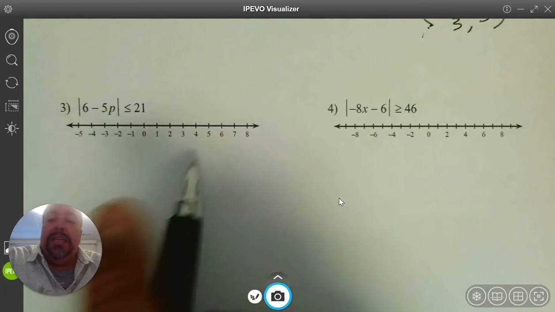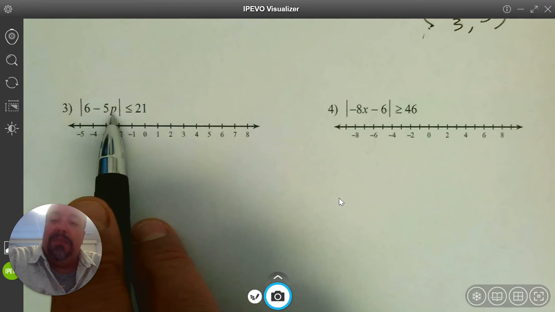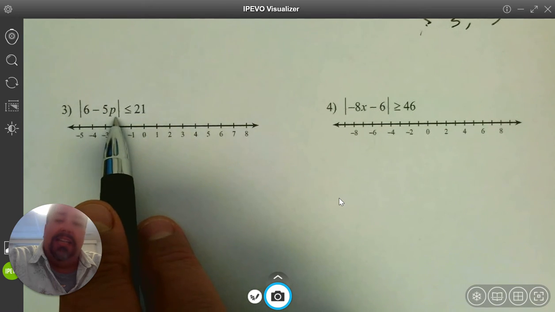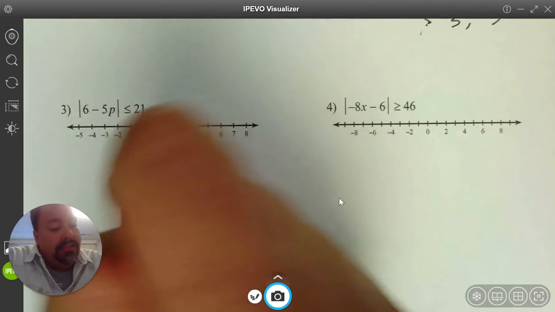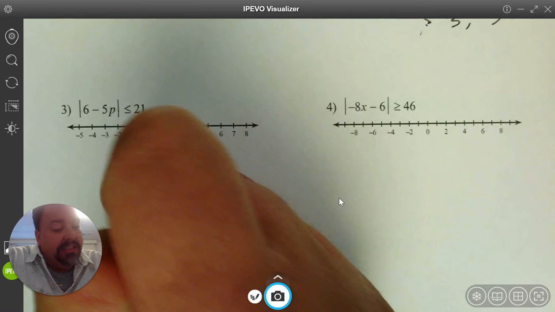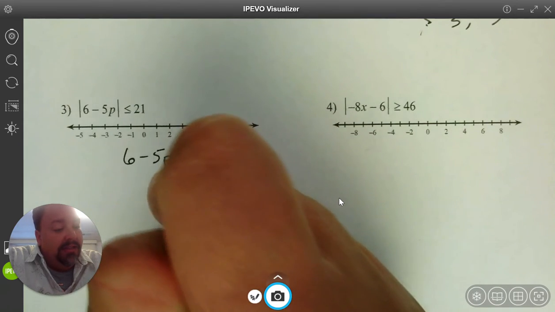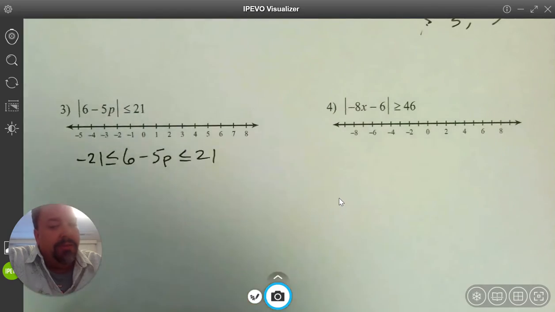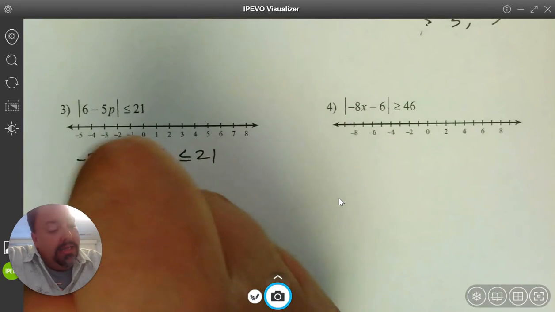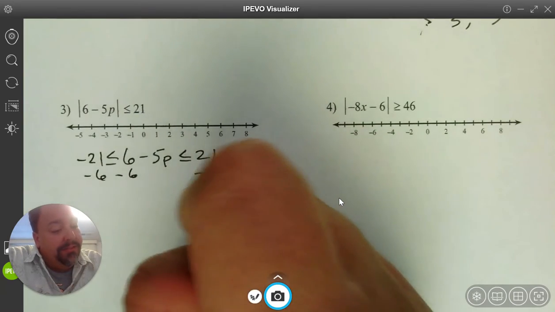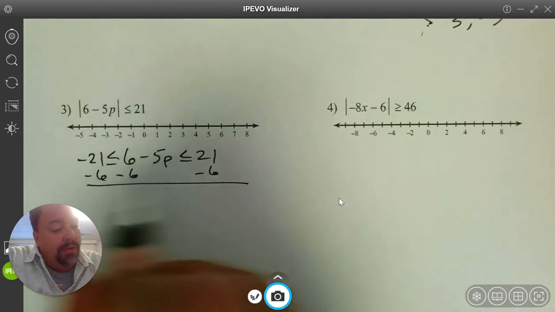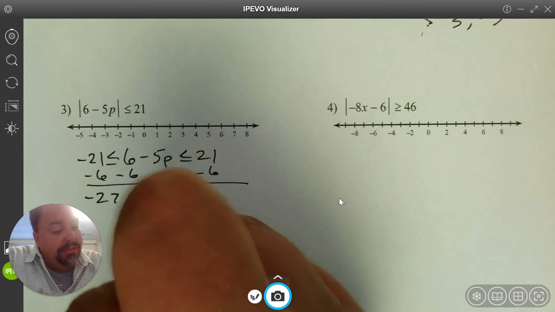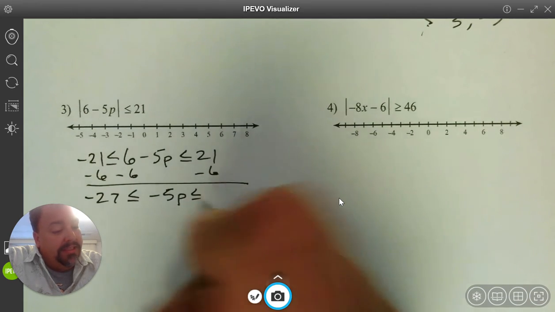All right, so number 3, absolute value of 6 minus 5p is less than or equal to 21. So again, here we have a less is nest, except now it's going to be less than or equal to. So 6 minus 5p, less than or equal to 21, nested between negative 21, 21, should look like that. Subtract 6 from both sides, from all three sides, I should say. And we get negative 27 is less than or equal to negative 5p, which is less than or equal to 15.